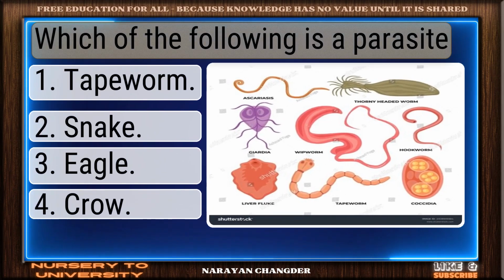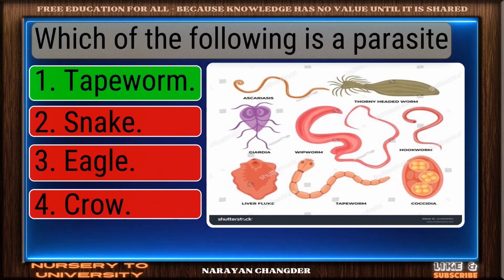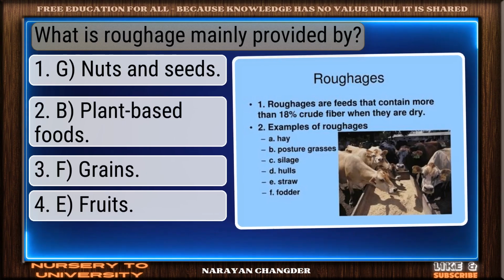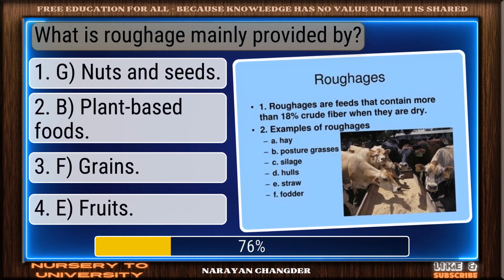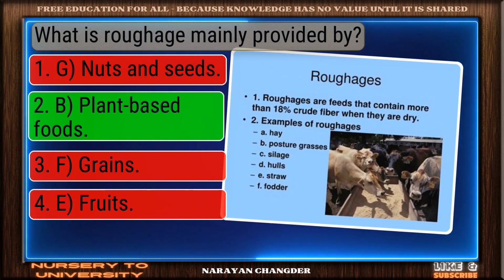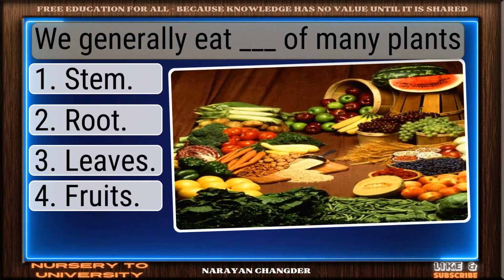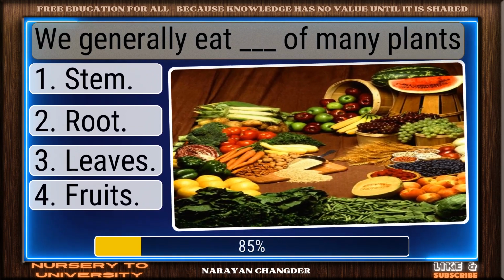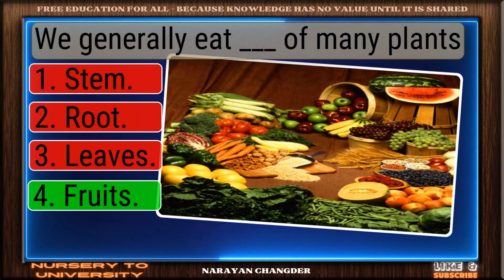Which of the following is a parasite? You got it. Your choice tapeworm is right. What is roughage mainly provided by? Sharp thinking. Plant-based foods is the right choice. We generally eat dash of many plants. Solid response. Fruits is a valid choice.